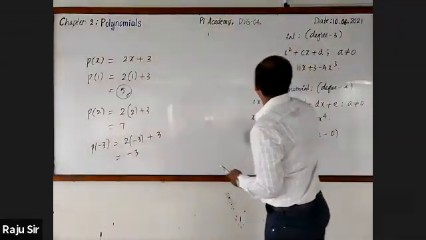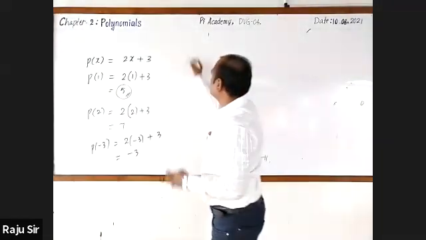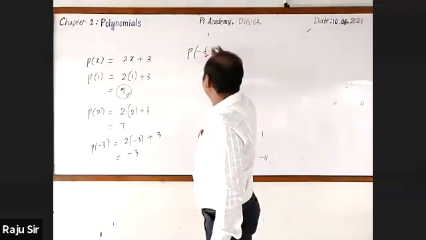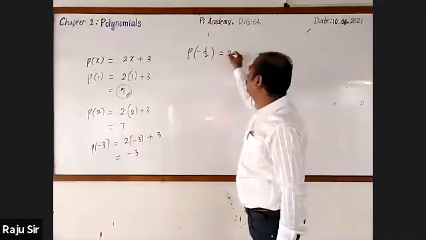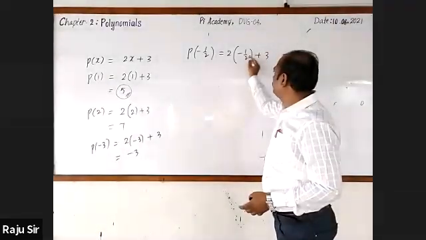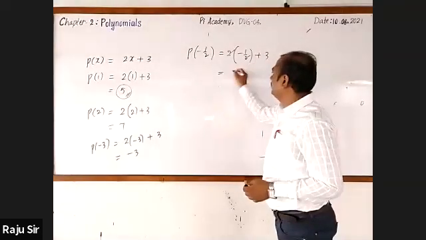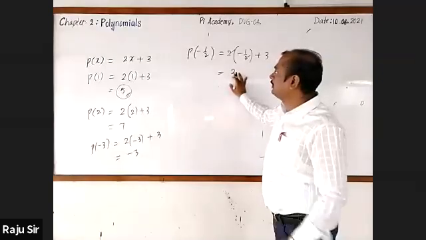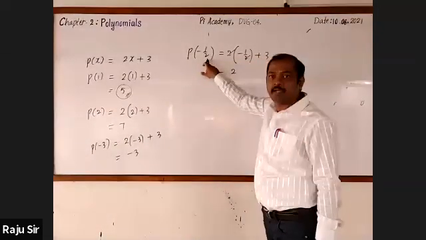I take one more. In place of x, I'll write minus 1 by 2. Then it is equal to 2 into minus 1 by 2, then plus 3. Here, 2 and 2 get cancelled. It is minus 1 plus 3. You will get 2. 2 is called the value of the given polynomial when x is minus 1 by 2.